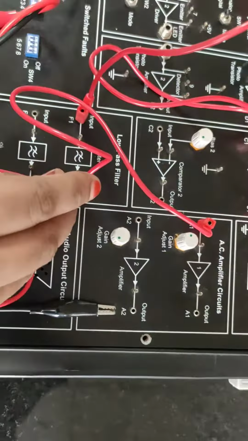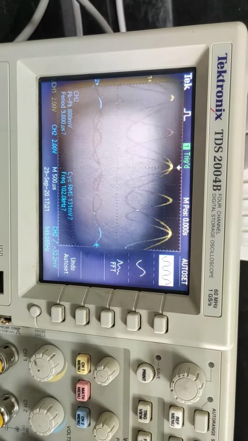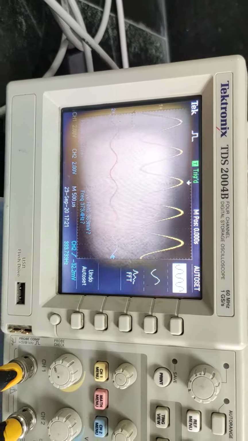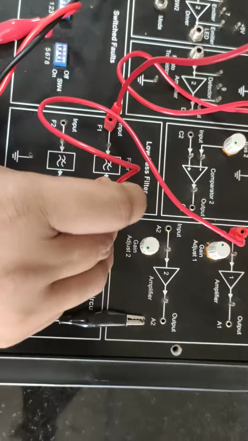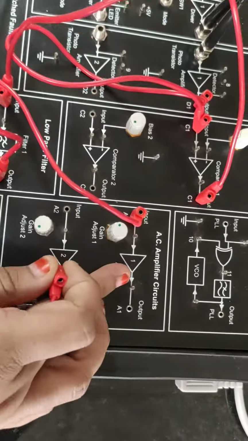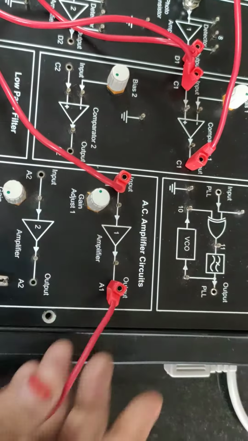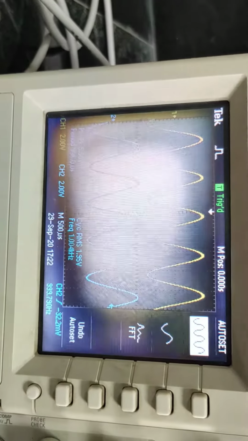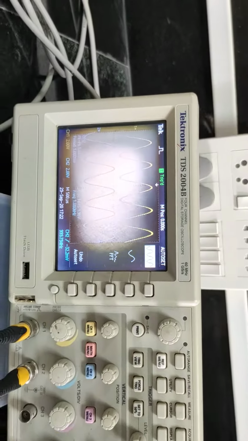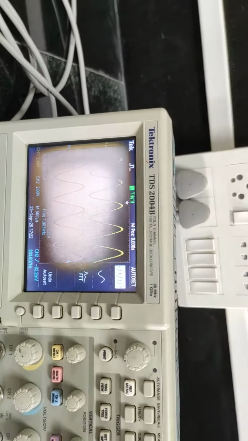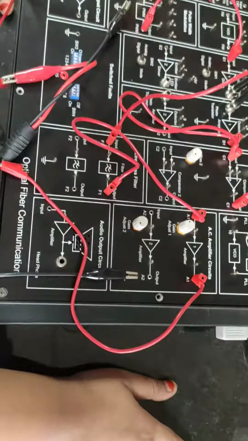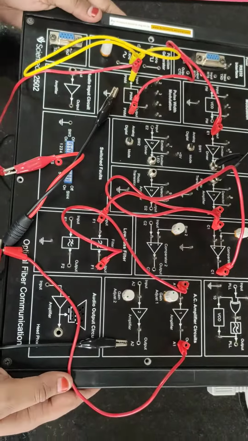So let's see the output of this low pass filter circuit. The output of the low pass filter circuit is the sinusoidal waveform, but the amplitude is lower as compared to the input signal. So let's amplify that signal using this AC amplifier circuit, and let's check the output at the AC amplifier circuit. See, by adjusting the gain of the AC amplifier circuit, we are getting the received signal same as the actual signal. So this is the complete setup of the communication using the pulse width modulation technique.